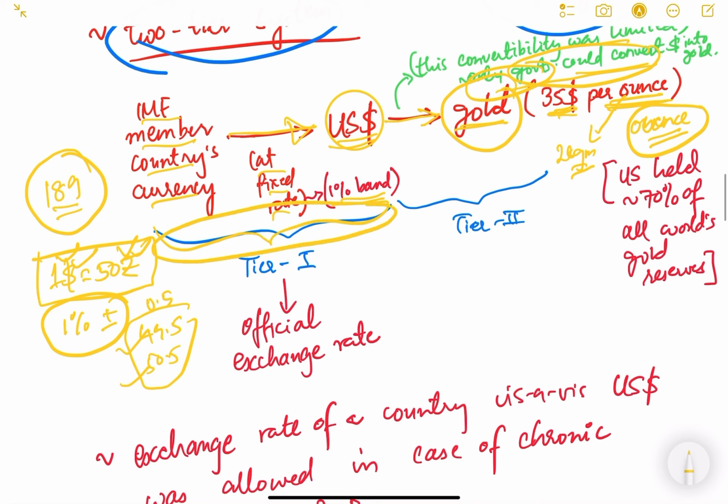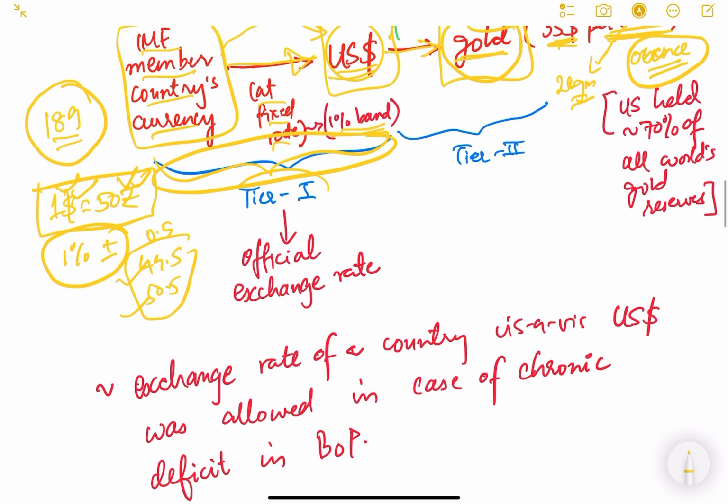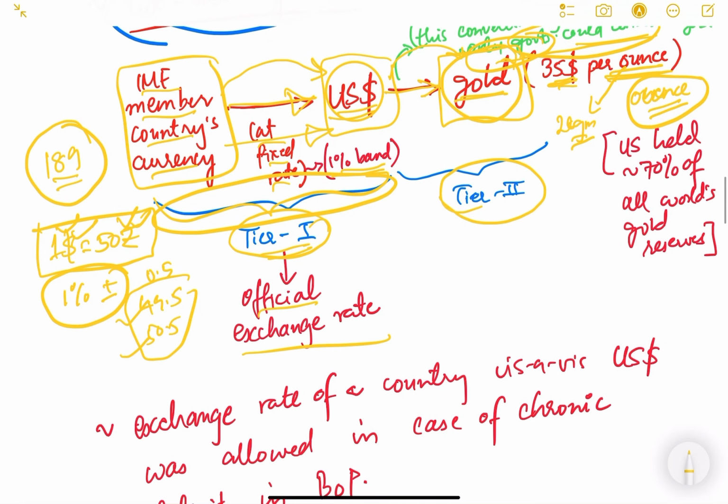Okay, in tier 1 basically the IMF member countries are exchanging their currencies with the US dollar, and the US dollar can be exchanged with gold. Okay, and this is basically the official exchange rate, because here the countries are exchanging their local currencies with the US dollar, so that is their official exchange rate. And this is tier 2 where the US dollar is getting converted into gold.